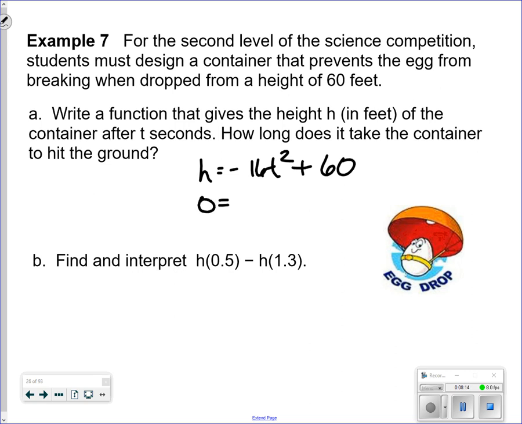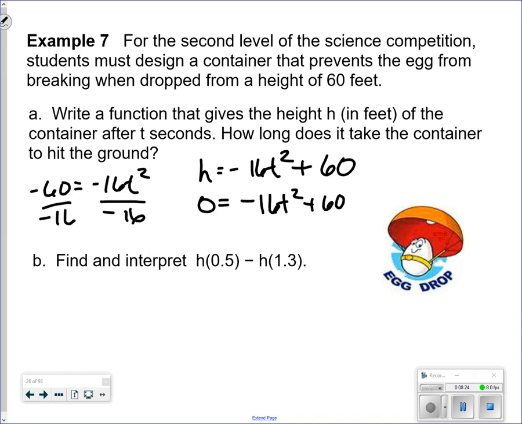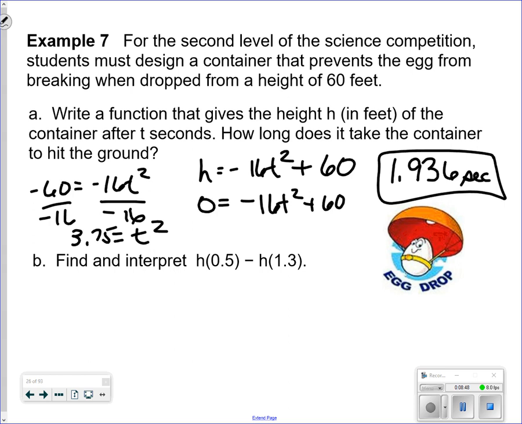So I want to know when h is 0. I'm going to use the square root property. So I'm going to subtract 60, divide by negative 16. So 60 divided by negative 16, 3.75 equals t squared. Taking the square root of that, you're going to end up getting 1.936. So it's going to take about almost 2 seconds, but 1.936 seconds for it to hit the ground.